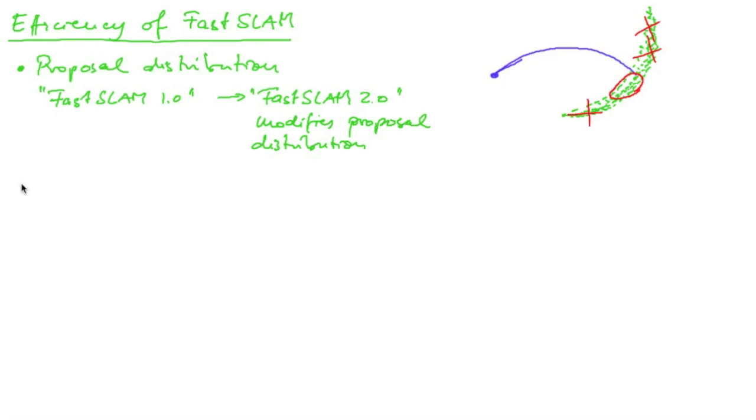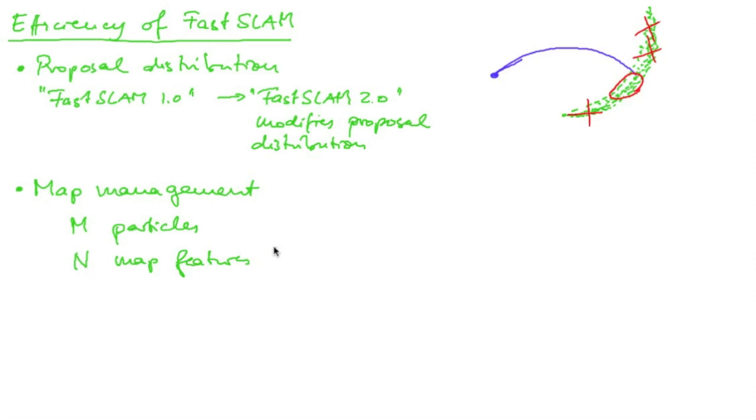The second remark is with respect to map management. You have seen we take m particles and say we have up to n map features or landmarks. If you check our implementation, you will notice our time complexity is in the order of m times n. For example, in resampling, you will find a copy function which copies an entire particle, including its map, in case the particle is picked.